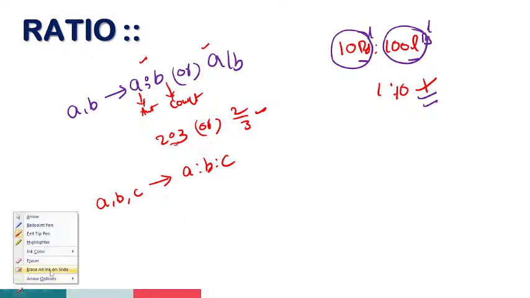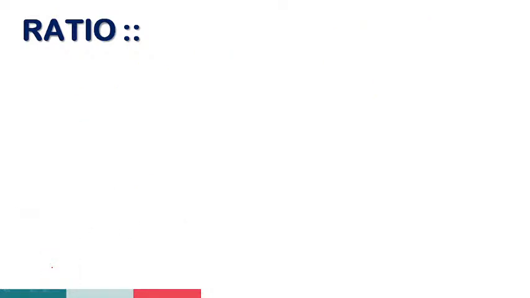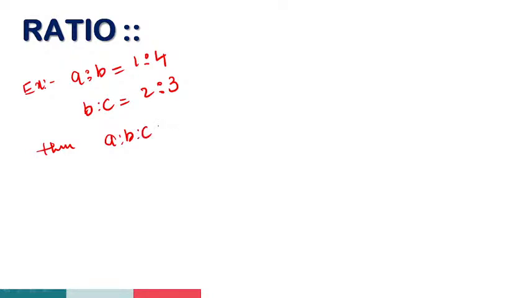For example, how to find out the ratios, guys? A question like this: A is to B is equal to 1 is to 4 and B is to C is equal to 2 is to 3. Then find A is to B is to C.